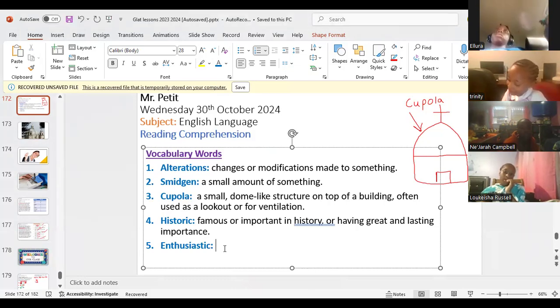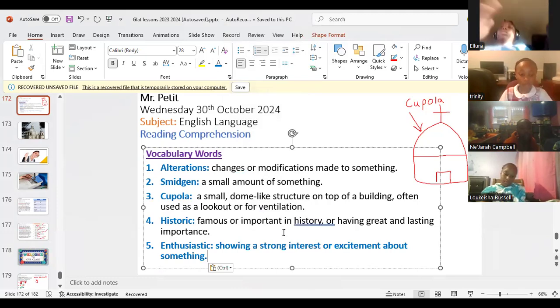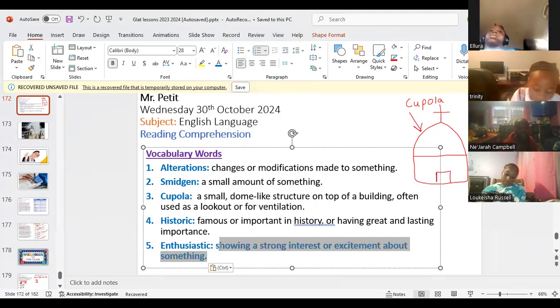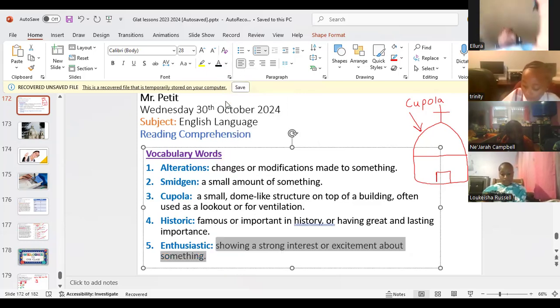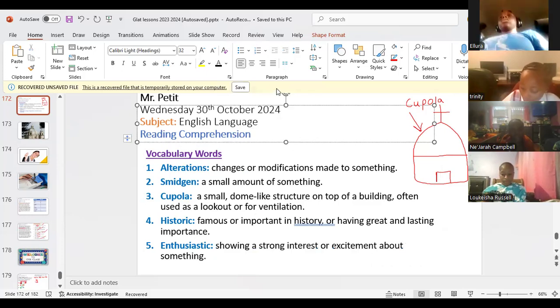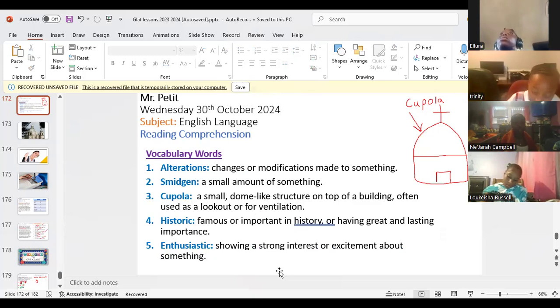Okay, enthusiastic just basically means when you're in a joyful mood, right? Jovial mood, like when somebody shows strong joy and everything. Okay, so go ahead, Najara, read the definition of enthusiastic. Showing a strong interest or excitement about something.